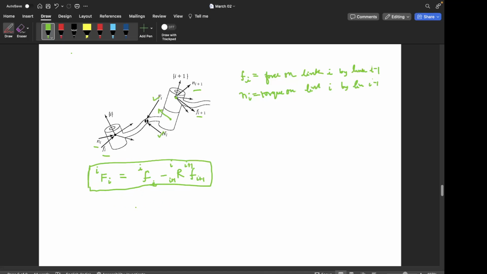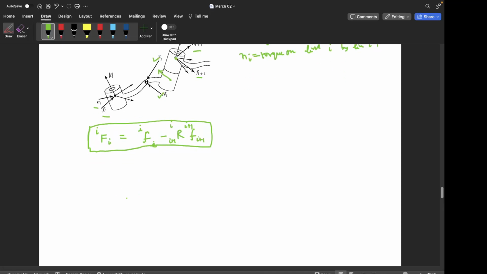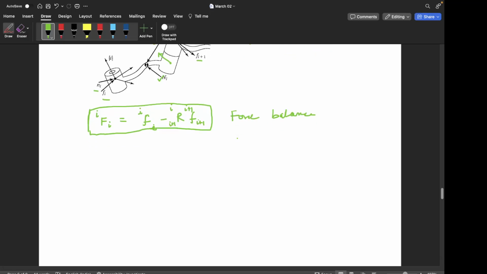Okay, so this is force balance, and this is known. This is known, and since we are doing inward iteration, this is also known. And this we compute, and then we go on to the next link.